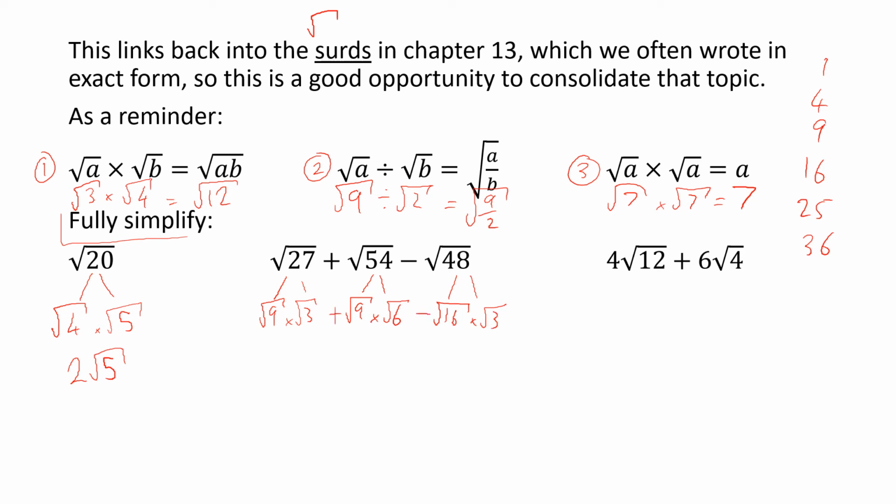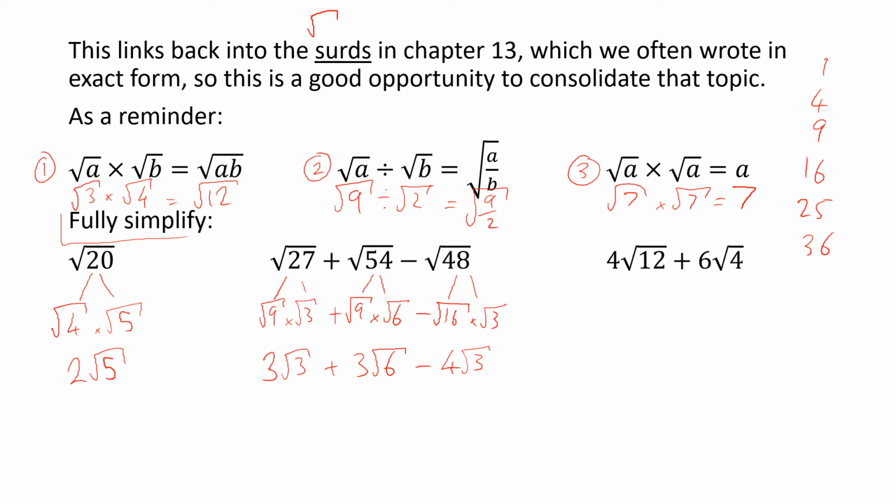So we've split up our surds into squares and remainders, and then we want to try and figure them out. So we've got the square root of 9 here, that's just 3. So we'd write this as 3 root 3. We've got the square root of 9 here, so that would be 3, and it's 3 root 6. And we've got the square root of 16 here, which is 4, so we'd end up with 4 root 3.